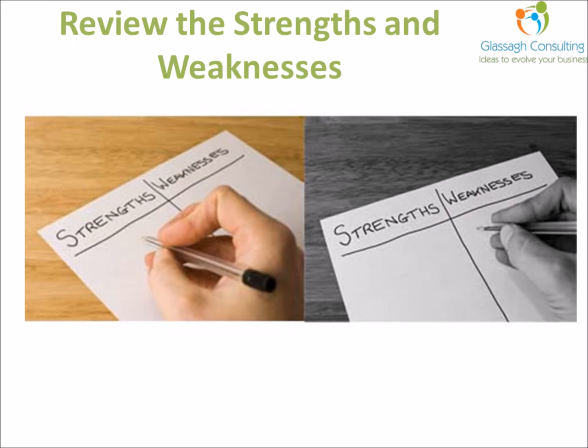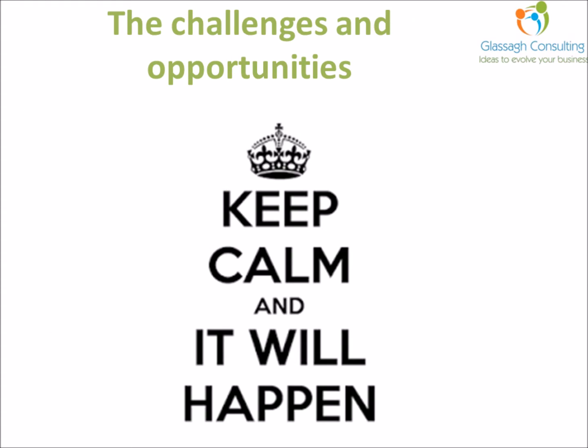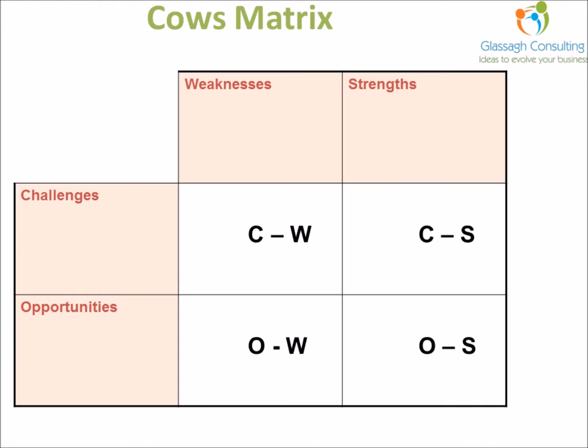Another powerful attribute of COWS is it allows you to sit back objectively and identify the strengths and weaknesses of the business. But the secret is to write them down, because if we don't write them down, we can't exploit the strengths and we can't sort the weaknesses. Once you've written down your strengths and weaknesses, you can then see the challenges and opportunities, and a picture starts to paint itself.